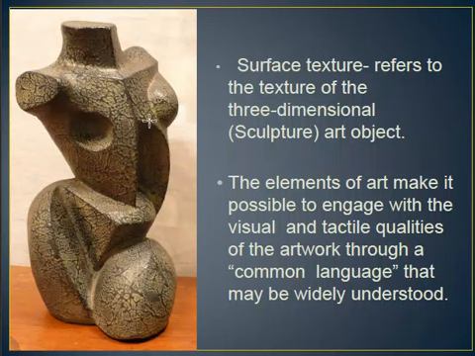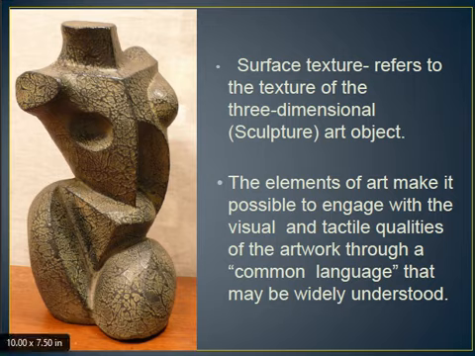Next is surface texture. This is applicable to sculptures, which are 3-dimensional objects. If you can feel the object, you can feel that there's an emboss, a sharp edge, a curved edge, and so on. It is said to be a common language, because even though we speak different languages, we all understand what the texture is pointing out, like a sharp edge.